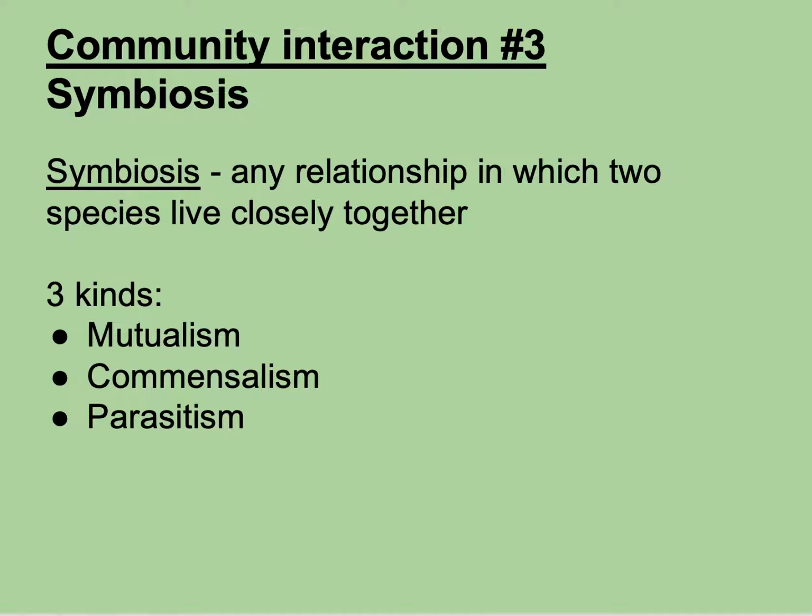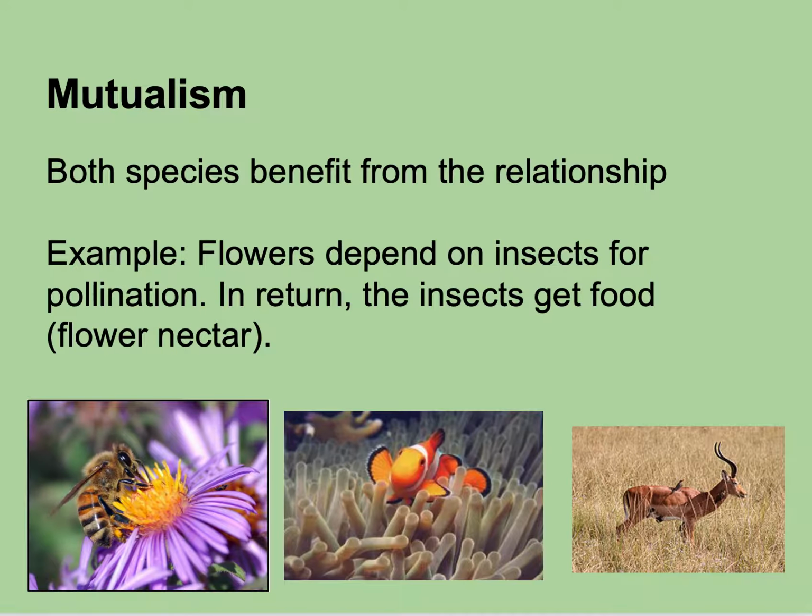Interaction number 3, symbiosis. It's a relationship where two species live closely together. There are 3 kinds: mutualism, commensalism, and parasitism. We have examples and definitions coming up next. Mutualism means that both benefit.